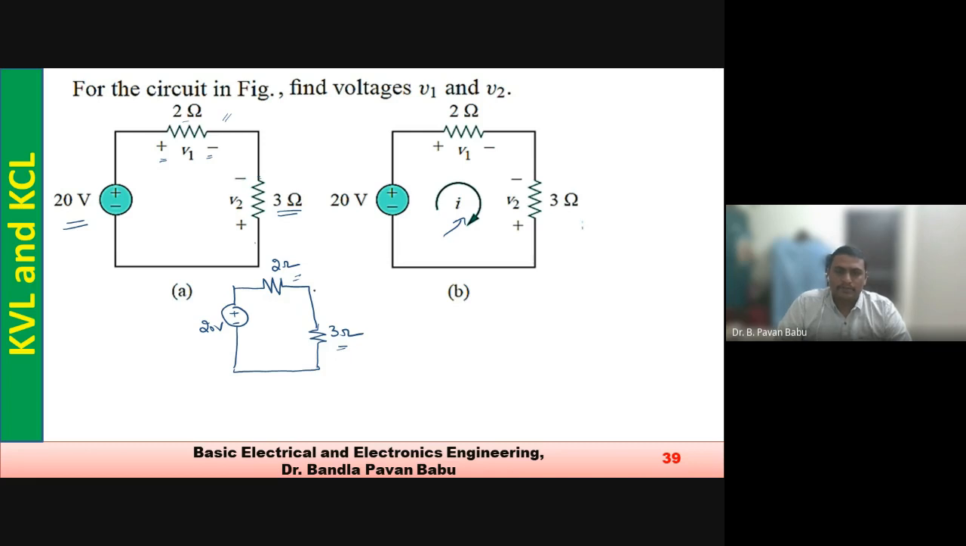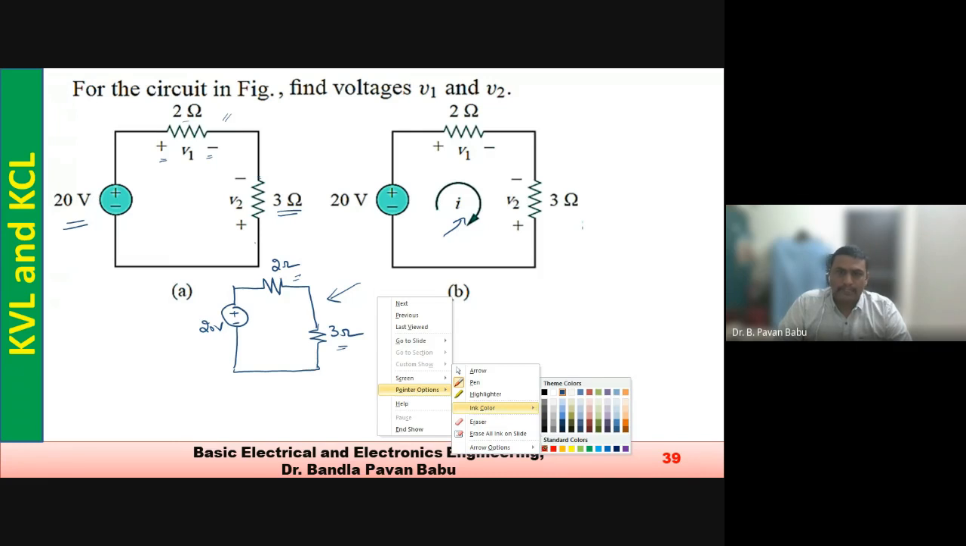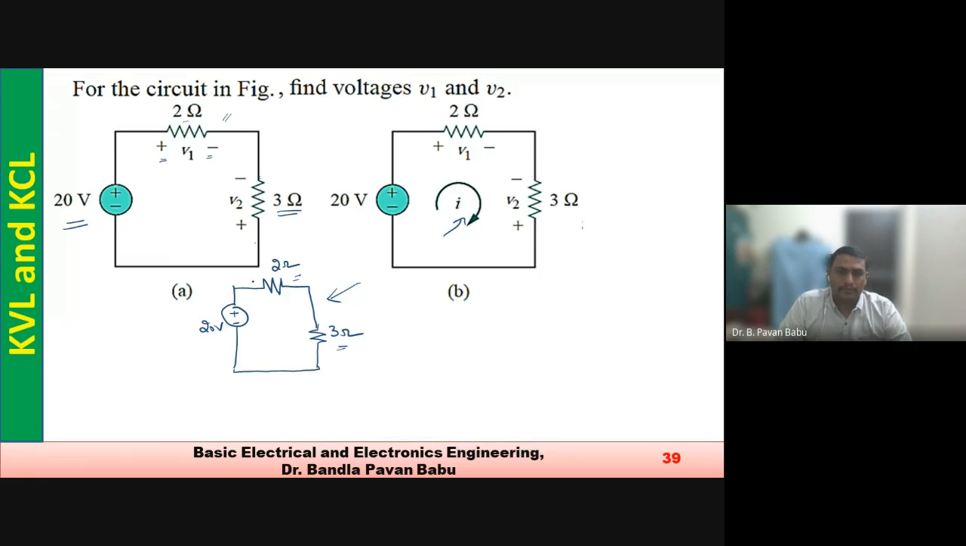If the circuit is in this way, then what you have to do at the start is redraw the circuit. I'm just letting you know how to start with the problem. Draw the circuit as it is and mention your polarities in this way: plus, minus, and plus, minus. So you need to mention your polarities and consider this direction of current. This is the usual way of solving the problem.